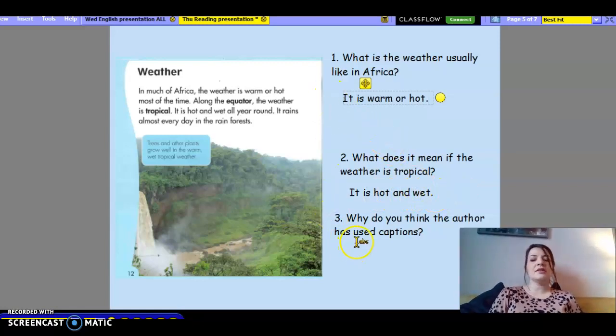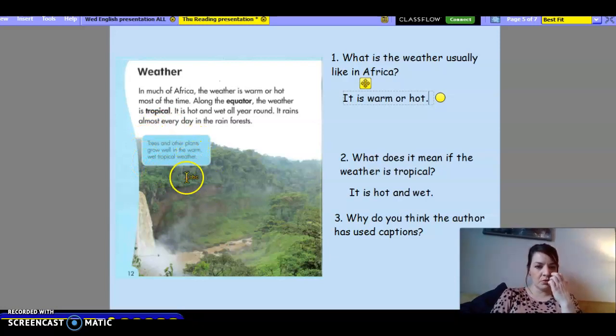And then we've got this question that's a little bit trickier, I think. Why do you think the author has used captions? So let's go back and look at the caption. Here's the caption. Trees and other plants grow well in the warm, wet, tropical weather. Now, it's not asking me what the caption is. It's asking me why. Why do you think the author has used captions?